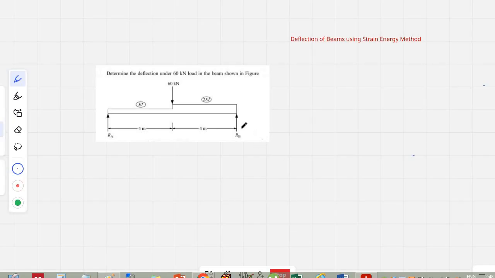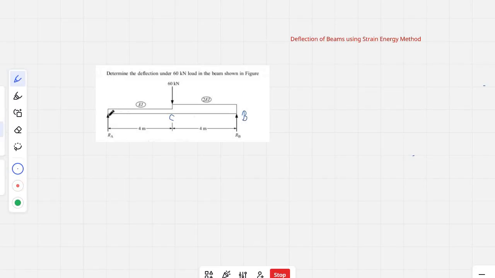Now I will be calculating the deflection under the load 60 kN that is applied at the center of the beam. Note down that, suppose you take this as C and this support as B and this one as A. The part CB has twice the flexural rigidity when you compare it with the part of the beam AC. So now we will split this into two and we will evaluate the strain energy.